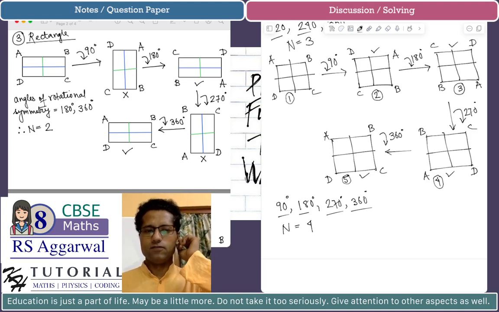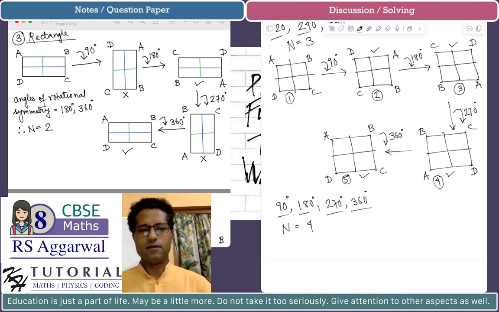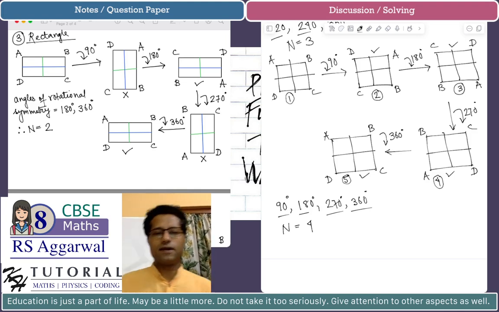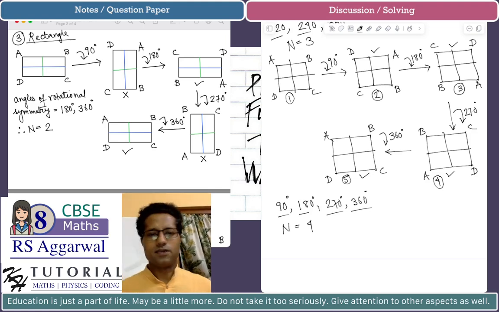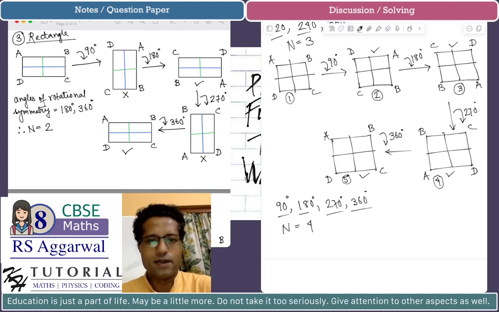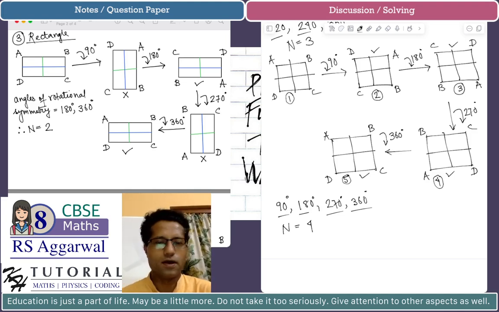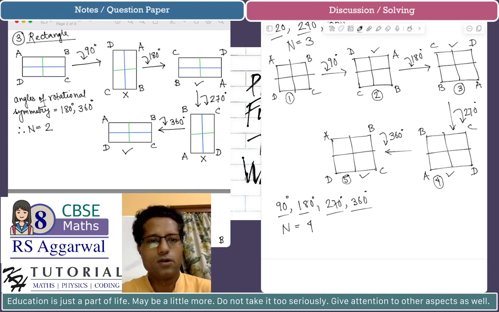But if the rectangle is given a 180-degree rotation clockwise, we see the third figure, and the rectangle is looking identical to the rectangle in the first position. So 180 degrees is an angle of rotational symmetry. So clearly you can see that 180 degrees and 360 degrees are the two angles of rotational symmetry for a rectangle, and hence the order of rotational symmetry is 2.